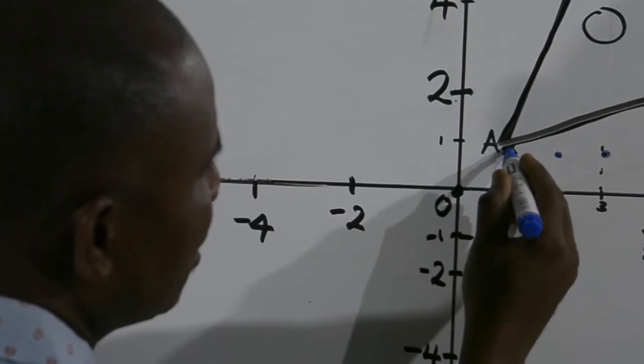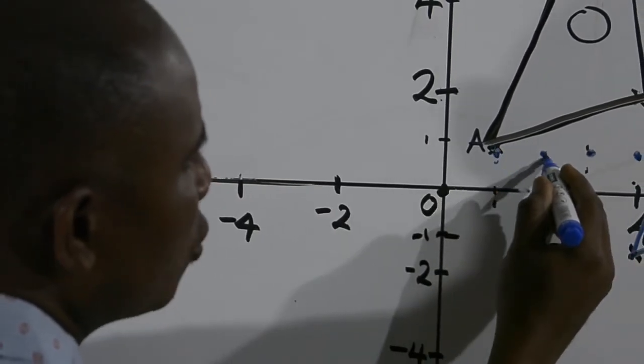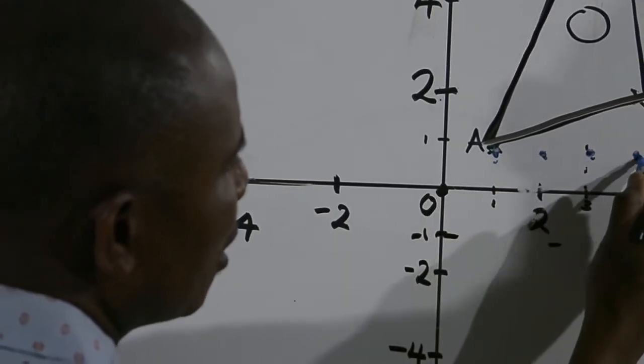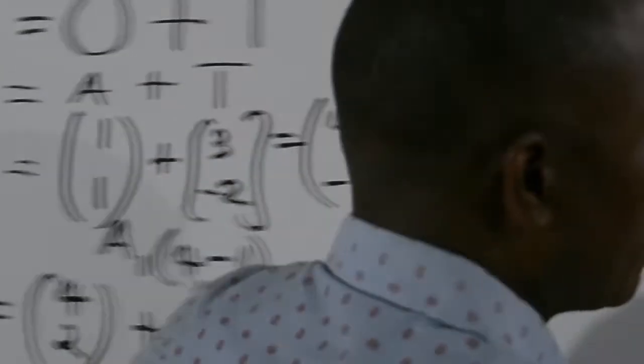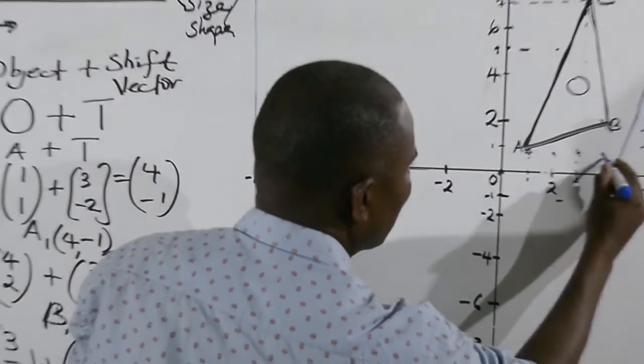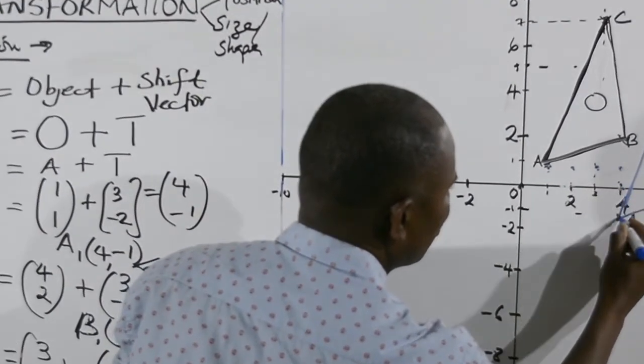So I'm starting from here. I move 1, 1, 2, 3 steps. Now, the y says move 2 steps downward. That is the negative y-axis, and this is at 1. So I can move 1 step there, then I move here 2 steps.